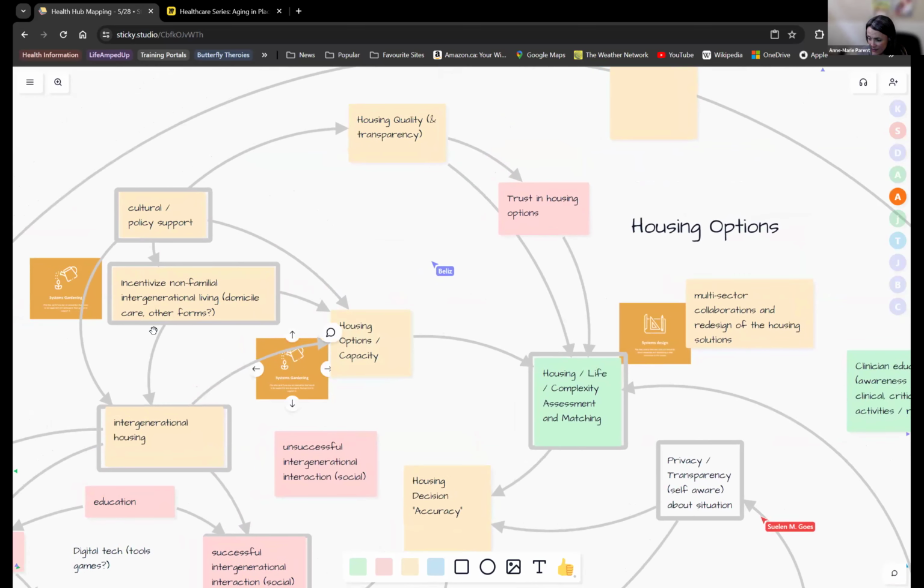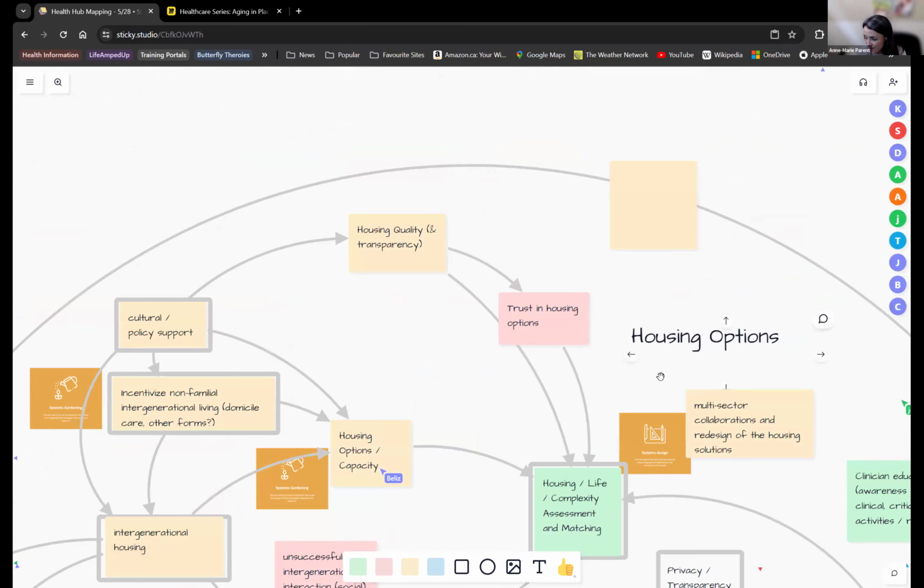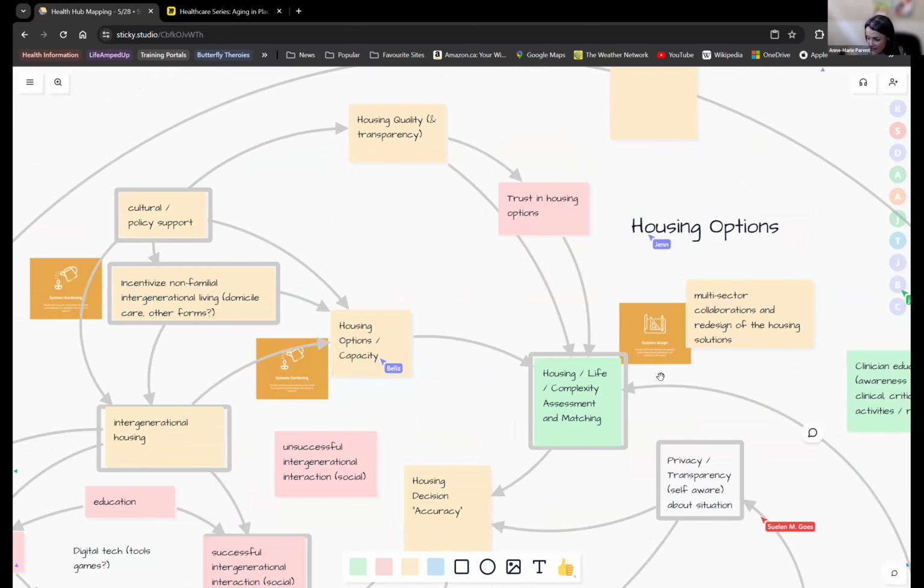So here I see there's a few buckets around system gardening that were there. Was it about just increasing those ideas that are already existing? Another important idea here. Yeah, I see, Belize, where your cursor went for a moment here around the multi-sector collaborations and redesign of the housing solution as a system design idea there.